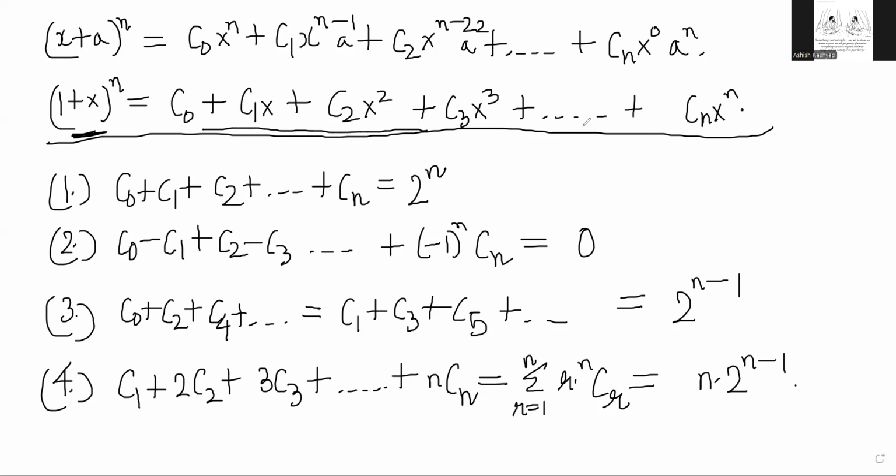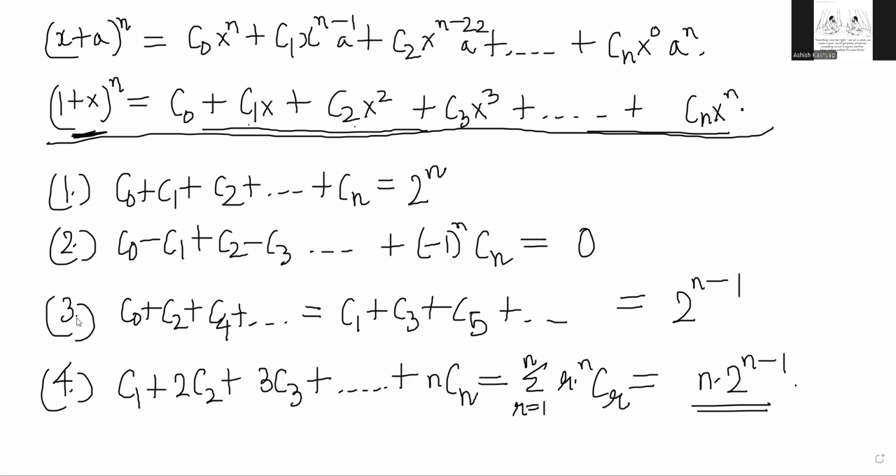If you differentiate this expression and then put x is equal to 1, you will get C1 plus 2C2 plus 3C3 and so on till nCn. And that will be n times (1 plus x) power n minus 1. And when you put x is equal to 1, you end up with n times 2 power n minus 1, right? Okay.